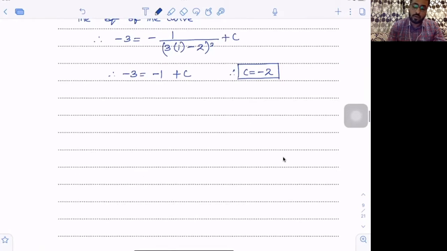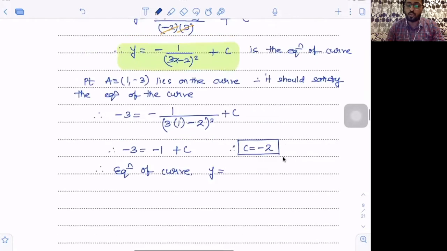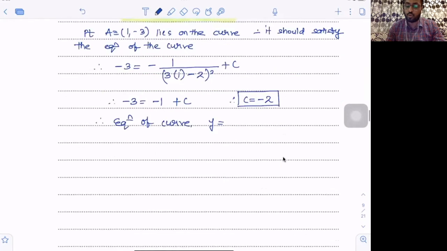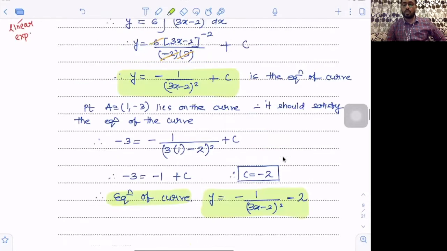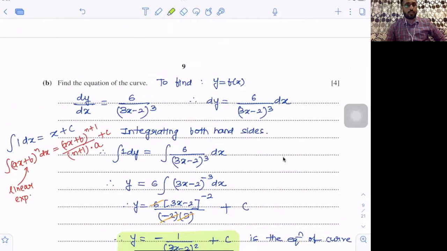So what's the equation of the curve now? So therefore, I can say that the equation of the curve becomes y is equal to minus 1 upon 3x minus 2 the whole square plus c. So the value of c is minus 2. So the plus sign will transform into a minus 2. That's the equation of the curve, right, students? So let's block the answer. Y is equal to minus of 1 upon 3x minus 2 the whole square minus 2. So that's your B part of the question, right? Find the equation of the curve.